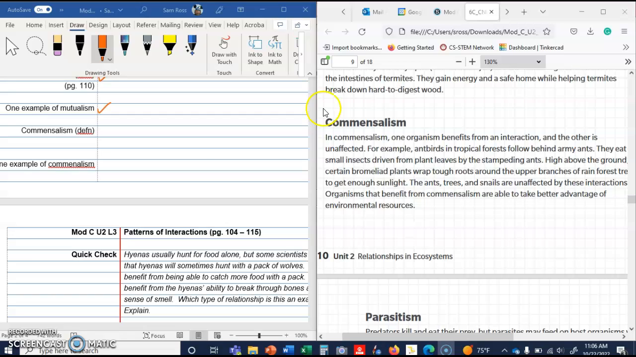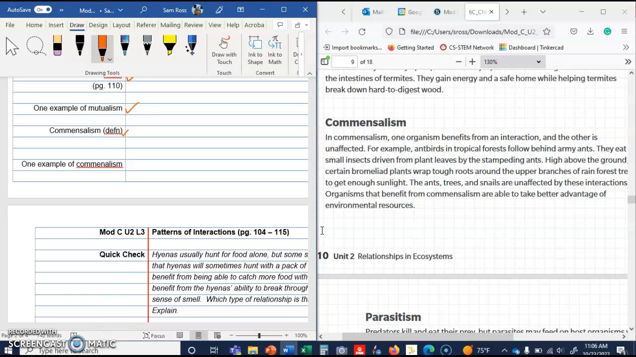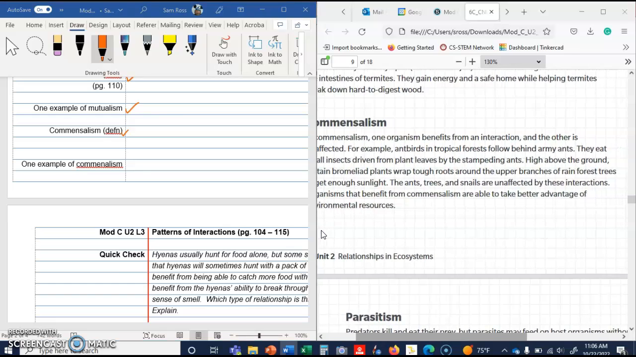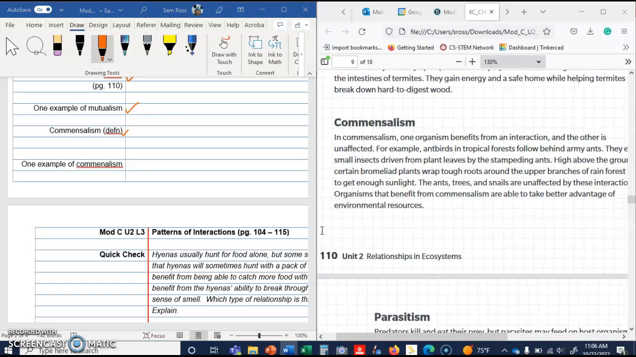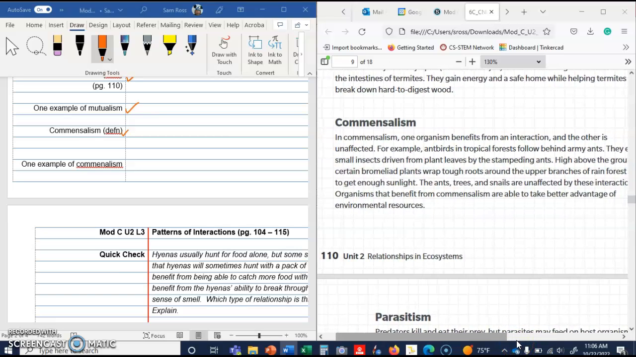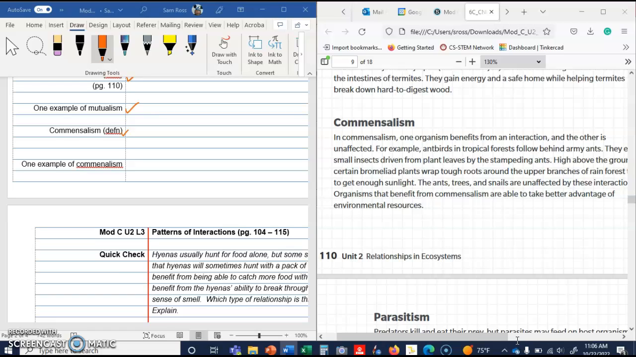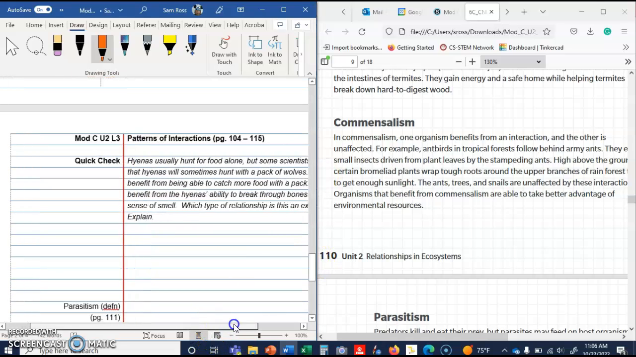We're on page 110. In commensalism, one organism benefits from the reaction and the other is unaffected. So that's what you would write here. One example of commensalism, for example, antbirds in tropical forests follow behind army ants. They eat small insects driven from plant leaves by the stampeding ants high above the ground. So it would be the antbirds and the army ants. That's going to be your example of commensalism.